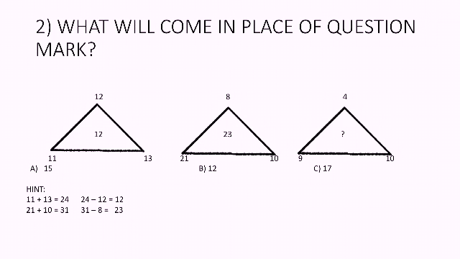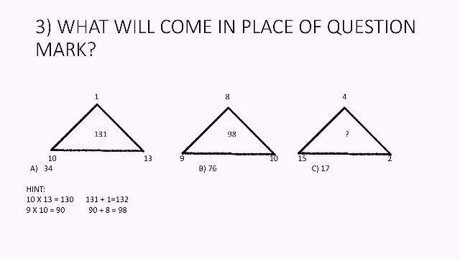That is 11 plus 13, 24. From 24, if you subtract 12, you get 12. That is why 12 is written at the center of the triangle. Now again for the second triangle, look here, 21 plus 10, 31. 31 minus 8, how much do you get? 23. So 23 is written in the middle of the triangle. Similarly, do the third one and tell me the answer. How will you get the number which will come in place of the question mark?